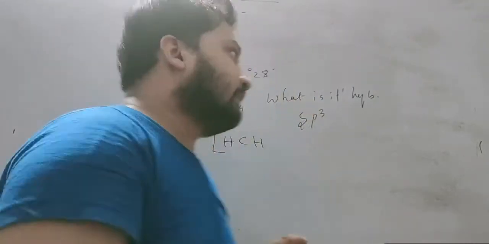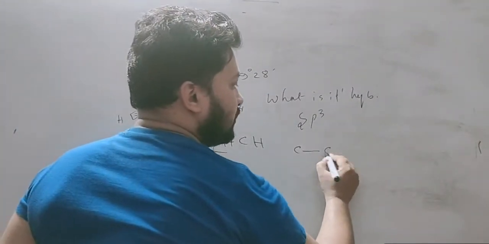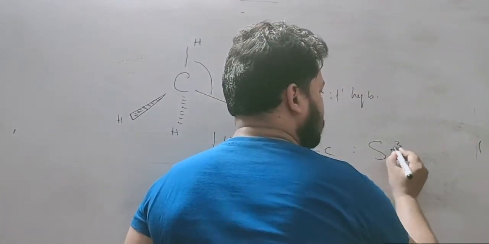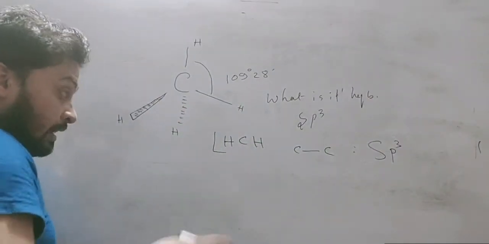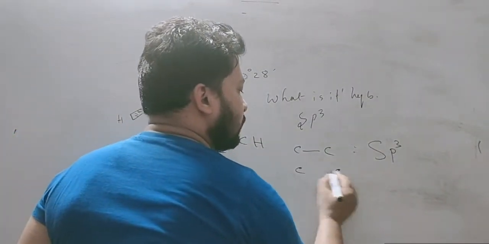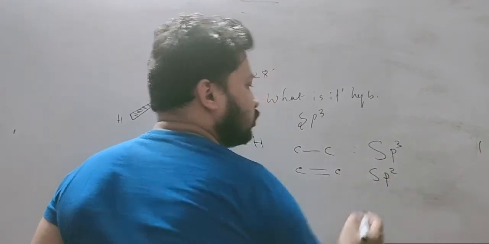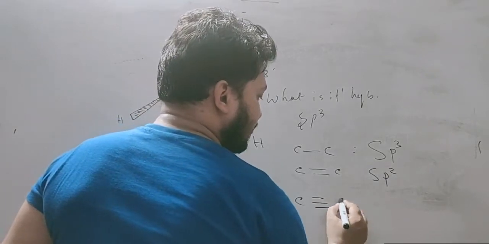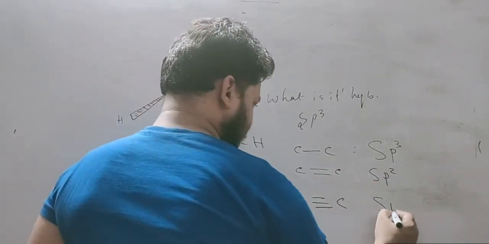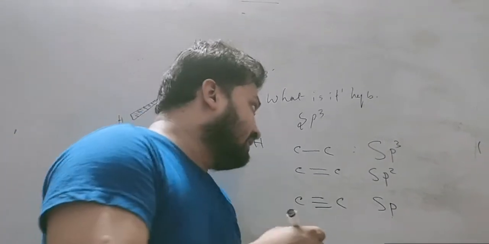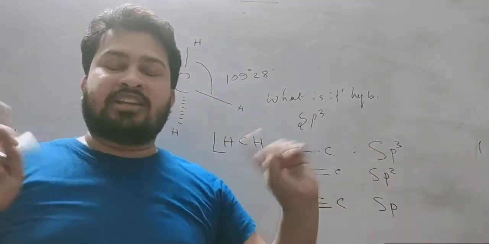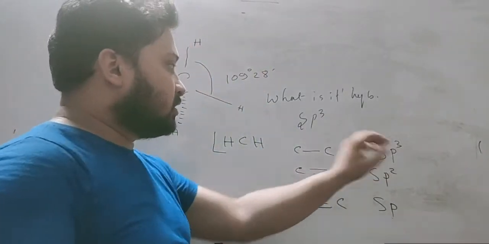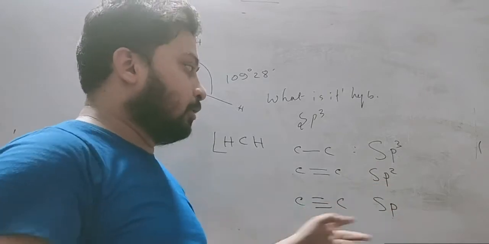If the bond between carbon and carbon is single, then it is sp3 without any doubt. If the bond between carbon and carbon is double, then it is sp2 without any doubt. And if the bond between carbon and carbon is triple, then it is sp. So let's say with me: carbon carbon single bond sp3, carbon carbon double bond sp2, carbon carbon triple bond sp.